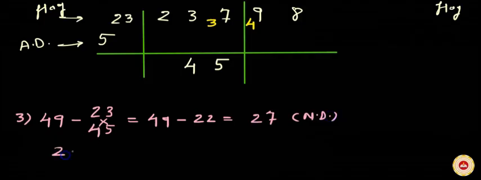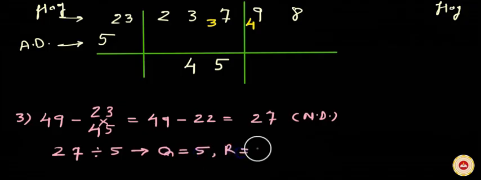Now divide the net dividend 27 by the actual divisor 5, which gives us a quotient of how much? 5 5s are 25. Remainder is 2. Quotient is 5 and remainder is 2.